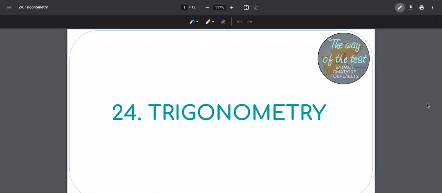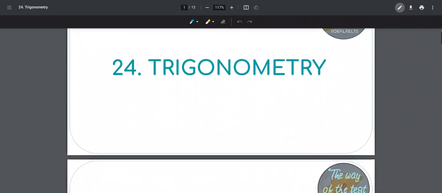Trigonometry. Copy the title. We're going to see the topic of trigonometry. We already finished geometry. Now you may think that trigonometry is like a continuation of geometry, which, yeah, in a way it is.